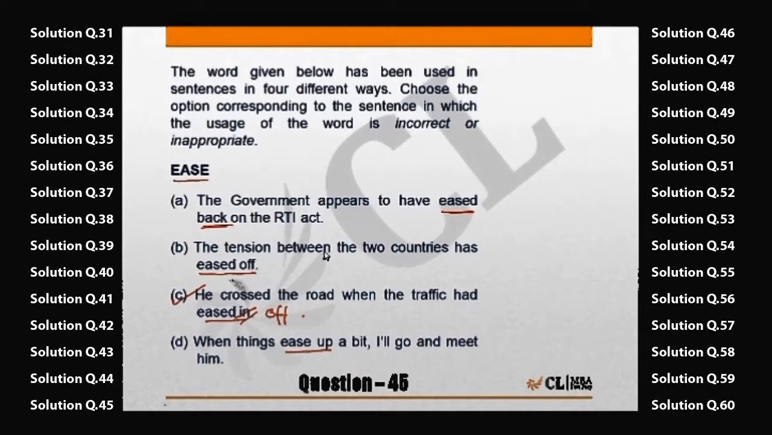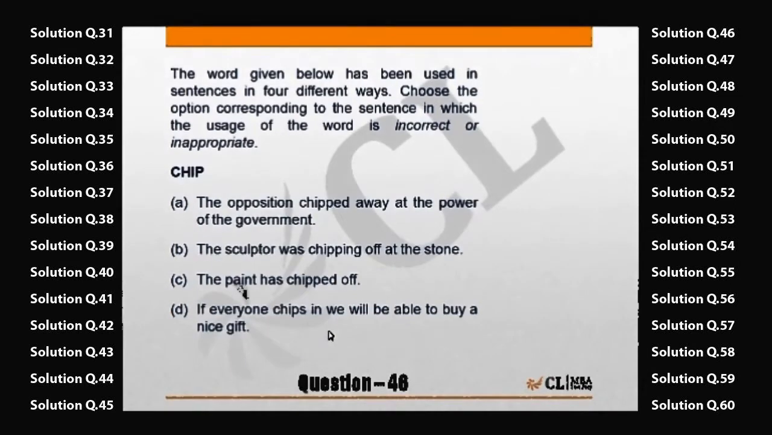Statement B, ease off means it will become less strenuous or less severe. Okay, so it is eased off. The tension has eased off. The temperatures have come down. C is incorrect usage. As I said, eased off should have been the right word, same as in B. Statement D, when things ease up means become less pressing or less urgent. When things are much more relaxed. So these three are correct usages. Let's move to the next.